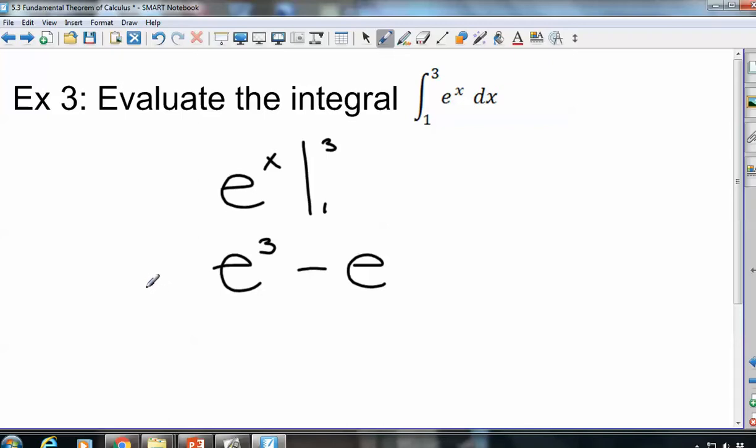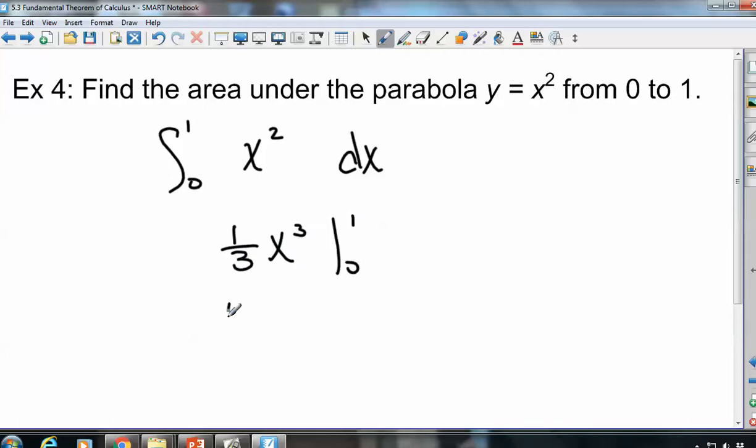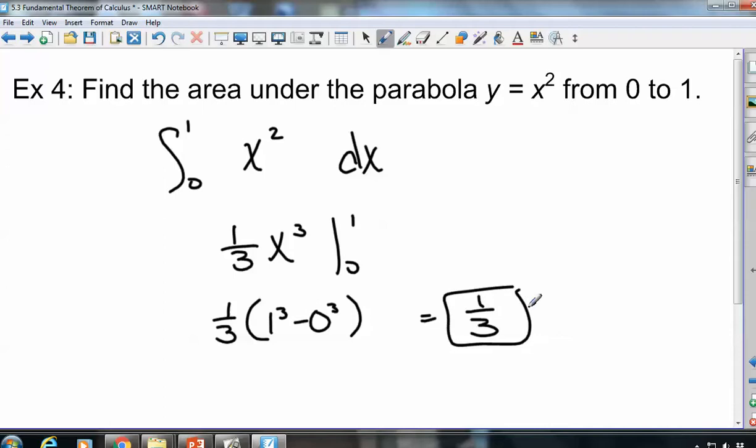Okay. I might ask the question a little bit different. I might say find the area under the parabola y equals x squared from 0 to 1. Area under a curve is the same thing as an integral. So we're going to integrate from 0 to 1 of x squared, and what should I write at the end of that? dx. Yes, good. So my x squared will turn into x cubed over 3, from 0 to 1. So we just get 1/3. Nothing new there.